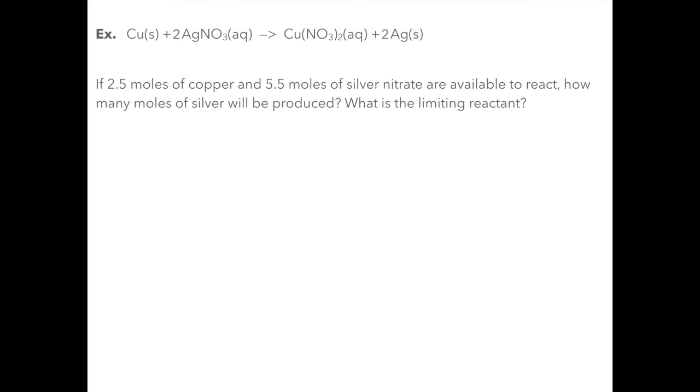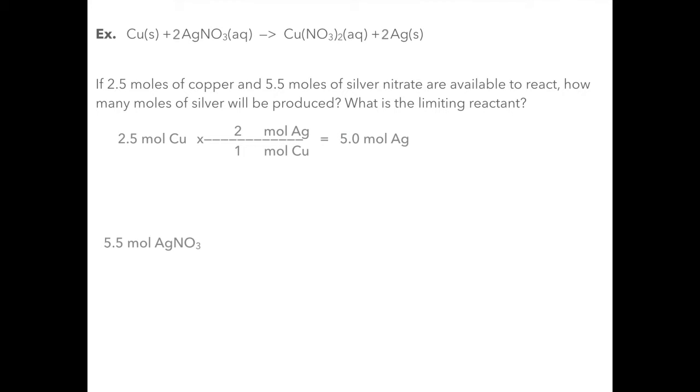So let's actually get going. So my given is 2.5 moles of copper. And so I'm going to convert that into moles of silver. So I'm going to put moles of copper on bottom, moles of silver up top. I'm going to use the mole to mole ratio. So I've got 2 moles of silver for every 1 mole of copper. And so that gives me 5.0 moles of Ag. So 2.5 moles of copper will produce 5.0 moles of silver.